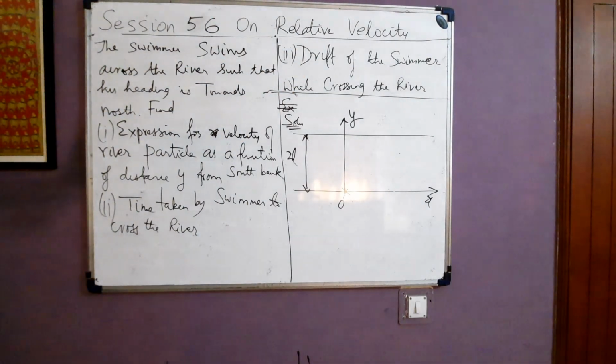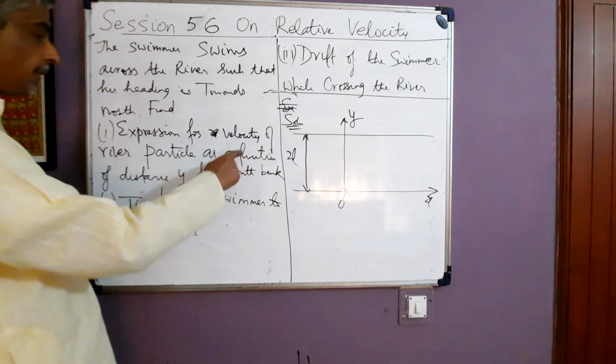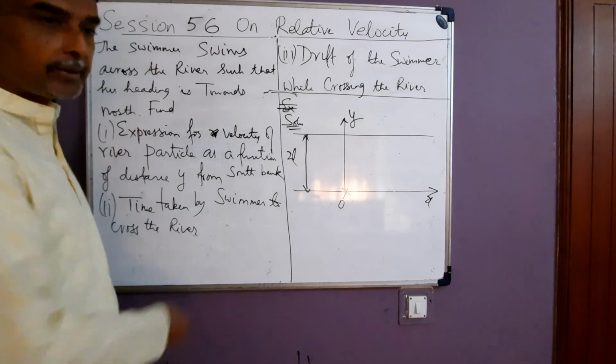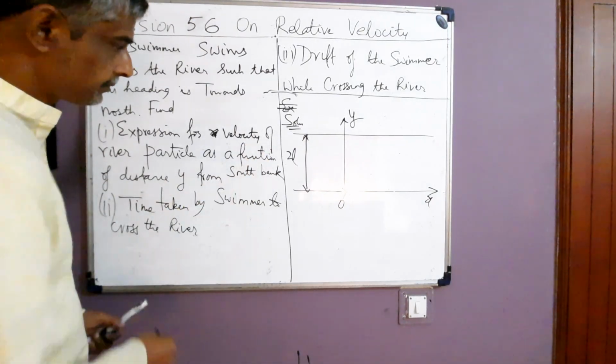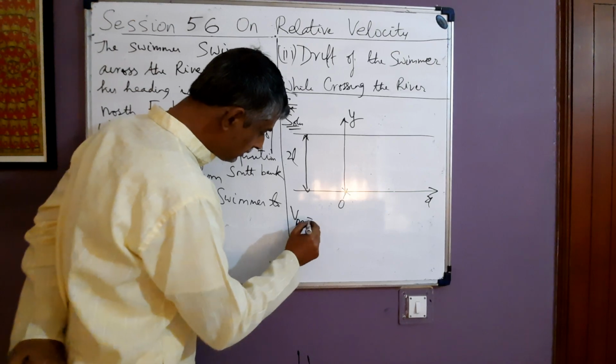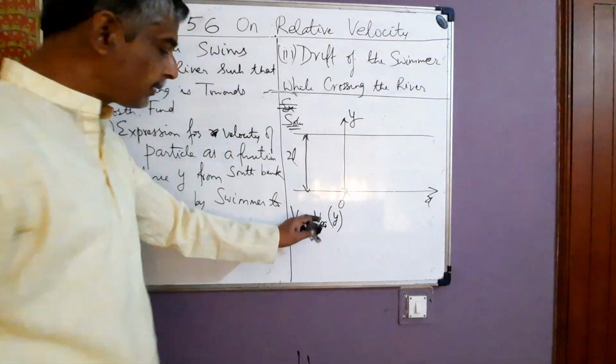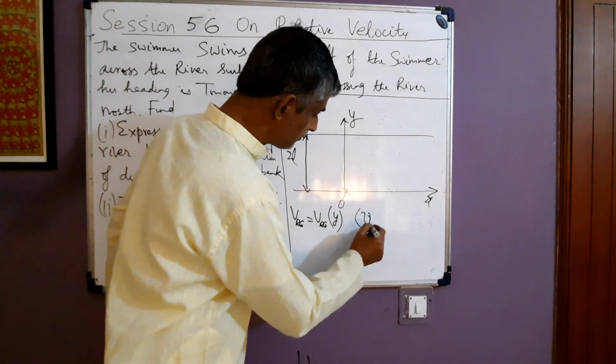Now, we have been told to find the expression for river flow velocity, velocity of river particle as a function of distance y from the south bank. Okay, so that I'll do first. Now, let us say VRG means velocity of river particle at a distance y from the south bank. This we have to determine.